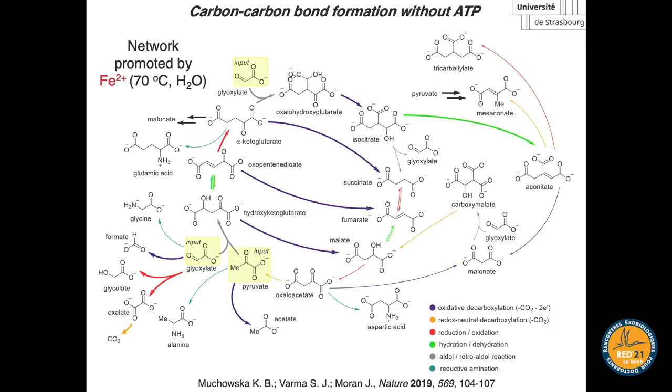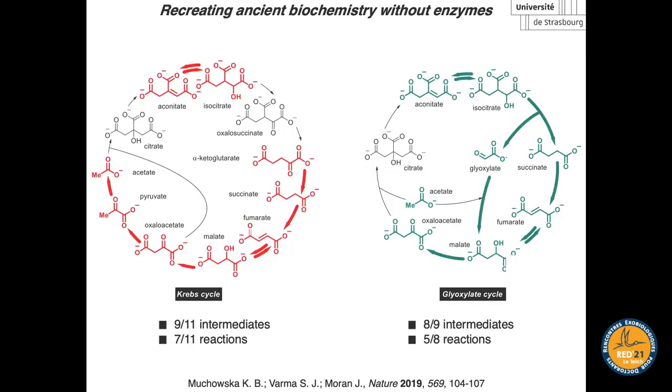Another thing that happens is that when you add hydroxylamine and iron to this mixture, you obtain 4 amino acids directly from this network at the same time: glycine, alanine, aspartic acid, and glutamic acid. So this is also quite interesting from the prebiotic chemistry point of view. 4 amino acids.